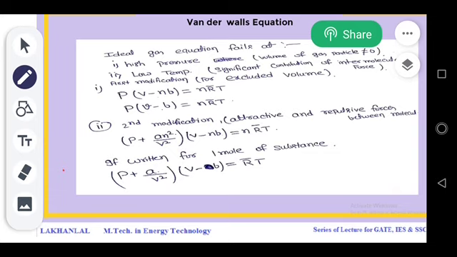These two are important assumptions of the ideal gas equation. But for real gas, these two assumptions are false. A real gas molecule has some volume and there is some interatomic interaction between them.